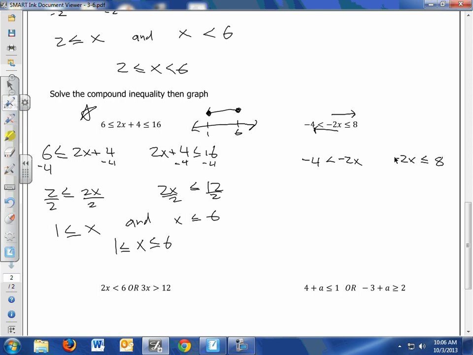In both inequalities, what do I have to do to get x by itself? Divide by what? Exactly. We have to divide by negative 2. And now, what do I have to do when I divide by that negative? Flip the symbol. So when I flip, I get x is less than 2. When I flip here, I get x is greater than or equal to negative 4. Okay? This is also an and statement, and I can connect these like this.